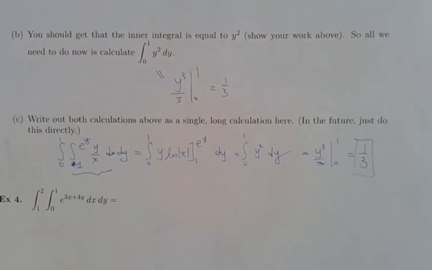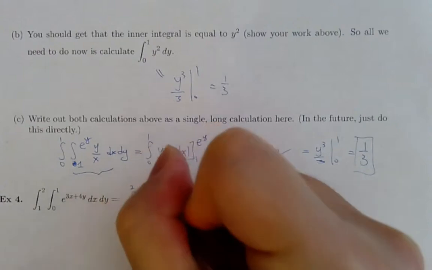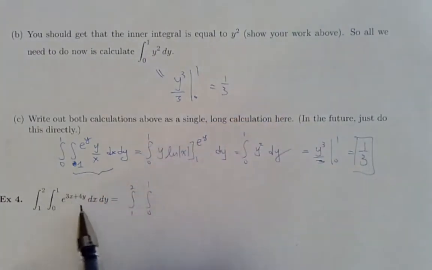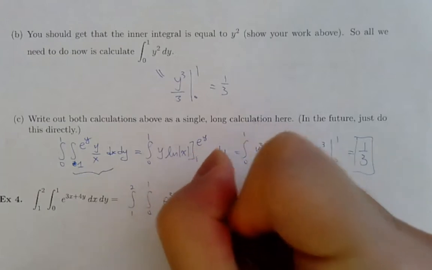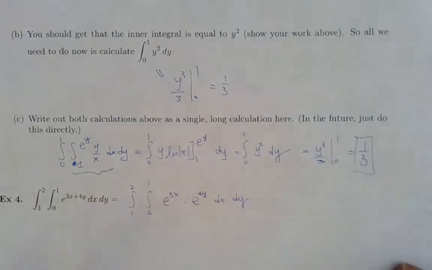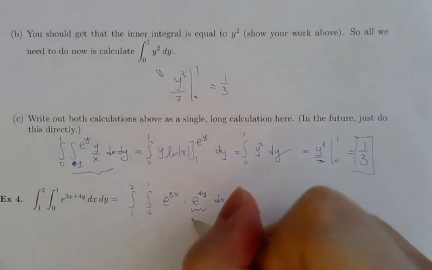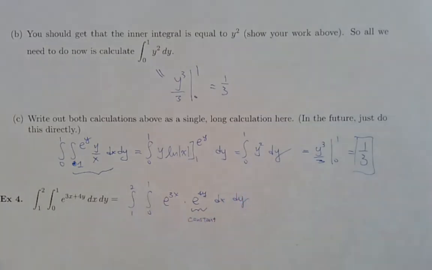Now let's try this one. Here, I will rewrite this first. Recall that e to the 3x plus 4y is e to the 3x times e to the 4y, dx dy. So because we're integrating with respect to x, y is a constant. If y is a constant, then e to the 4y is a constant. If e to the 4y is a constant, you know this integral, you can pull the constant outside.